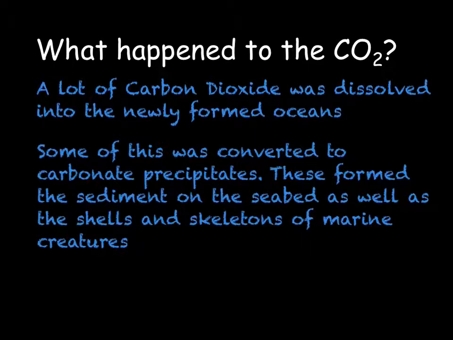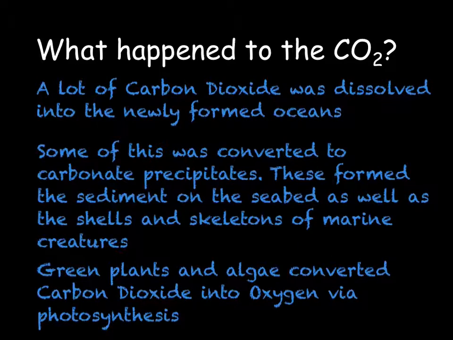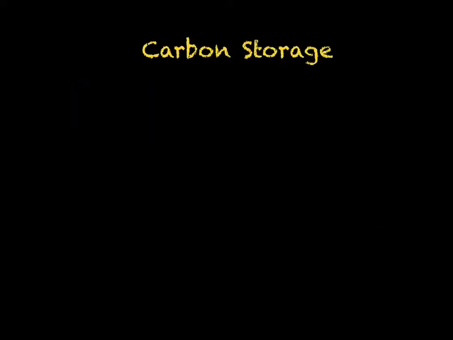A large amount of carbon dioxide was then converted into oxygen by green plants and algae, which evolved later on. These were able to carry out photosynthesis, which we will look at in more detail in a couple of slides' time. As these organisms died, some of the carbon they'd taken in from the atmosphere and the ocean became locked up, either in rocks or in fossil fuels.